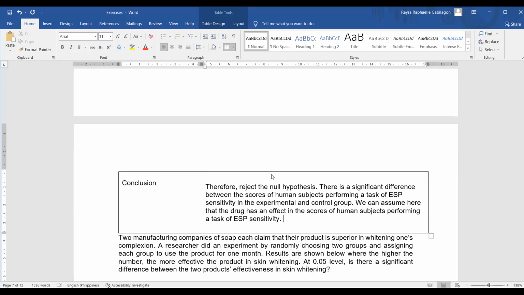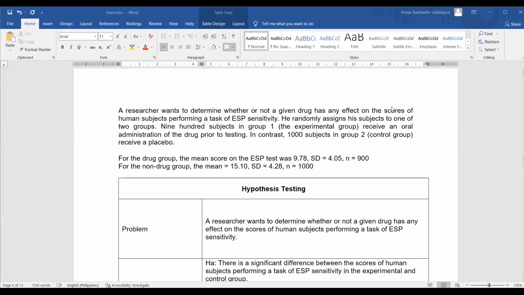Okay? Any questions so far about this activity? Oh, nag-brown out. Meron bang gustong i-clarify regarding this? Okay. Do not overthink. Okay? Sige.